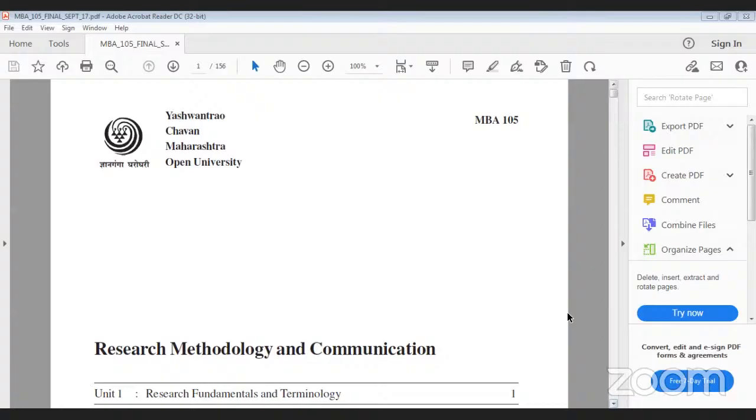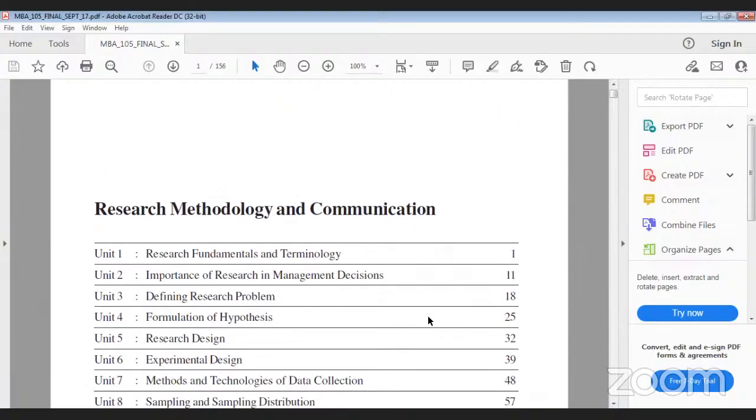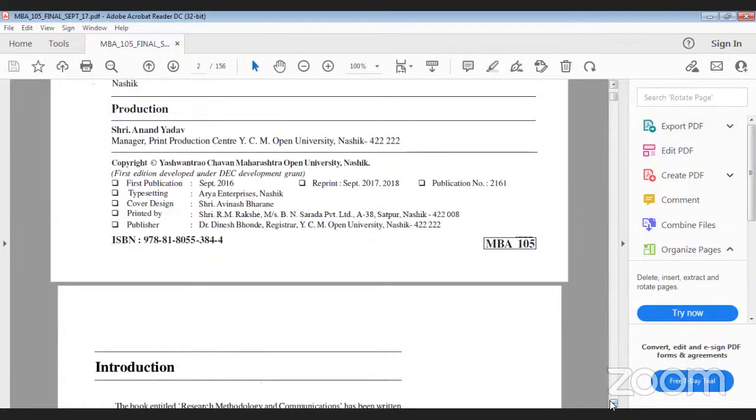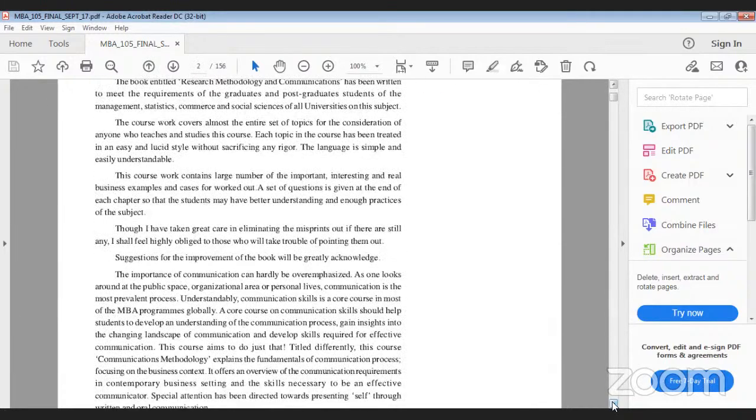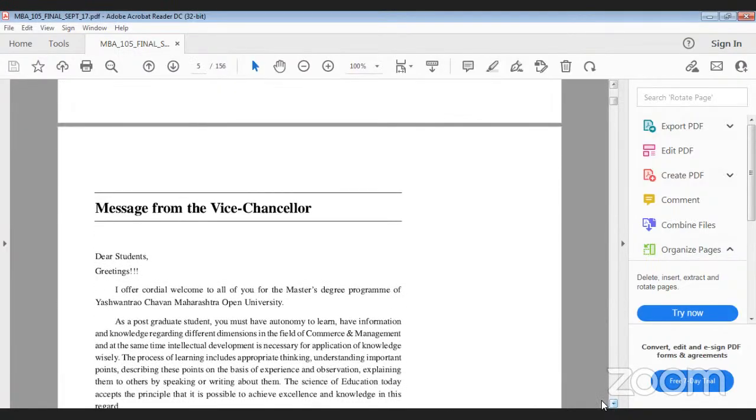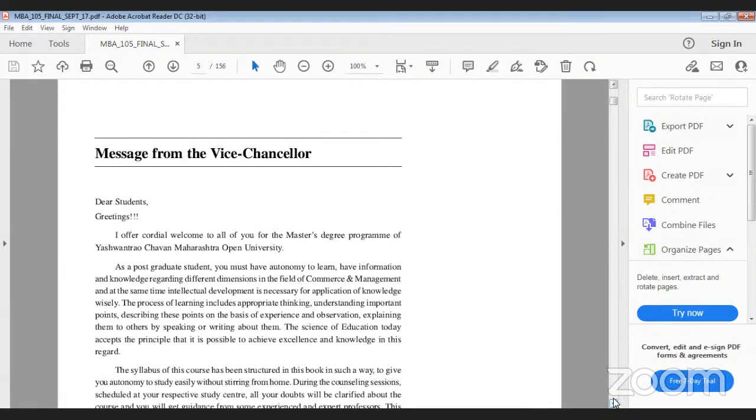Good afternoon. Today I will discuss research methodology and communications. In this subject, code is 105. The first topic, research fundamentals and terminology. In this unit, the main elements are research meaning. What is meant by research? And research methodologies, designs, steps, and planning.